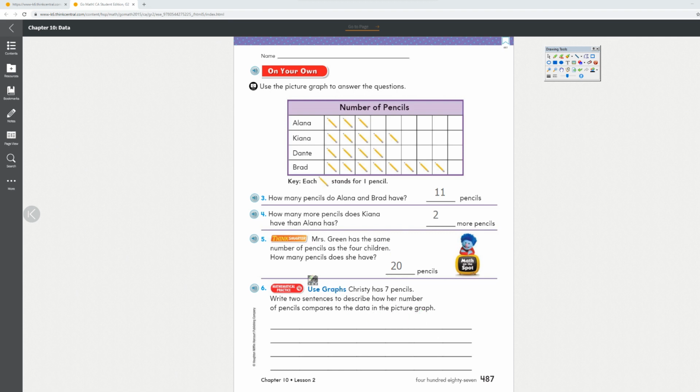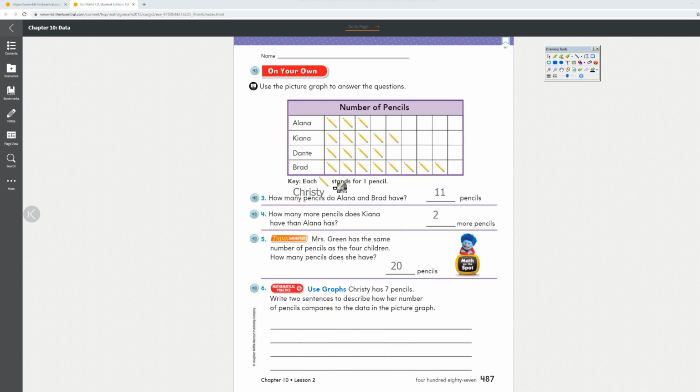Number 6, use graphs. Christy has 7 pencils. Write 2 sentences to describe how her number of pencils compares to the data in the picture graph. So this one is telling us that Christy has 7 pencils. Now this is a new student. Christy is not here in the graph. So we would have had to add her to the graph.